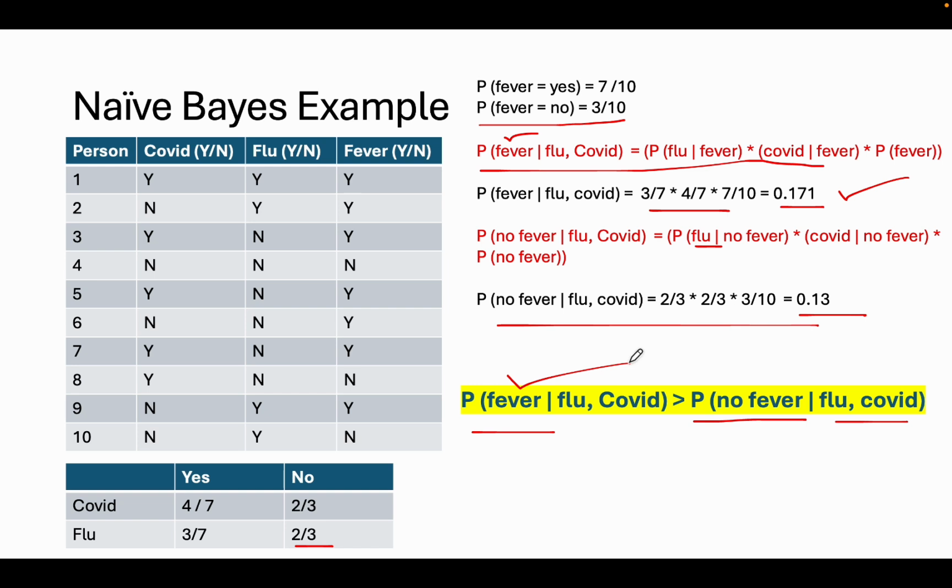So this is how the naive Bayes classification works. Next, we are going to see how we can implement this and get the results. So let's move on to the coding part.